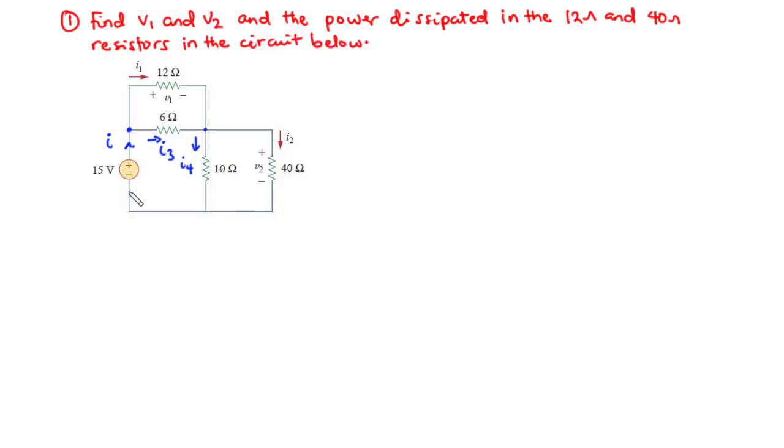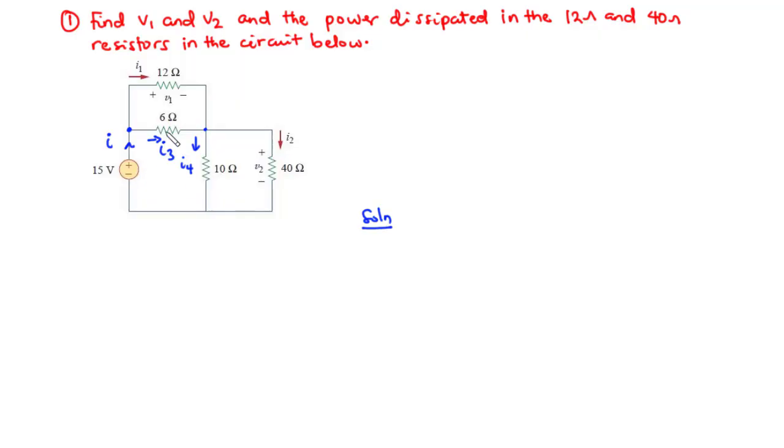So basically this is how current is going to be distributed in the circuit. Now, in order to find the voltage V1 and V2 and the power dissipated in 12 ohms and then 40 ohms, we first of all need to find the total resistance for this circuit, and to find the current I flowing through the circuit, that is the total current I flowing through the entire circuit. So let's do that together.